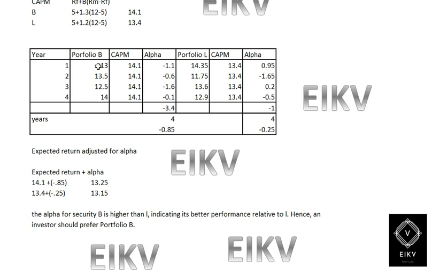The first column would be year, starting from 1 to 4, then the portfolio B returns of 13, 13.5, 12.5 and 14. The CAPM return would be 14.1 for every scenario. Therefore the alpha factor would be actual minus CAPM.